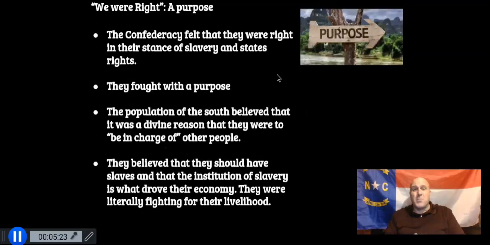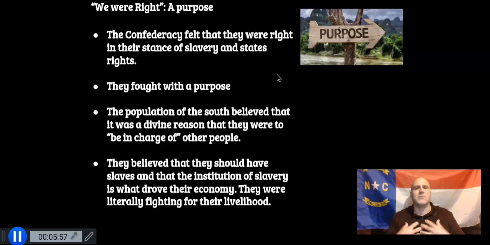A purpose. The South had a purpose to fight this war. They knew that they were right in their stance with states' rights. They felt they were right in the stance of having slavery. Nobody was going to tell them otherwise. They were right. We're fighting with this purpose. We are fighting to protect our rights rather than just the North being, remember, not into it, preserve the Union, blah, blah, blah. Who cares about the Union? They're like, hey, we have the right to fight for our rights, to fight for slavery.